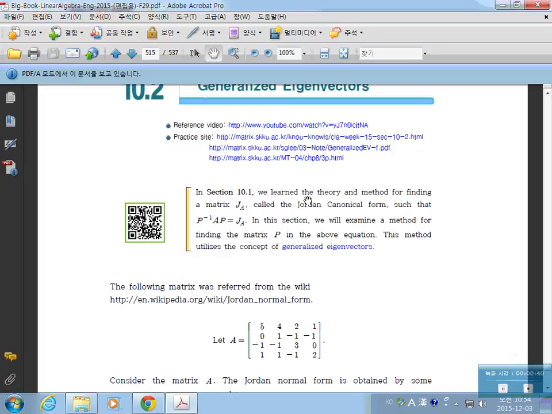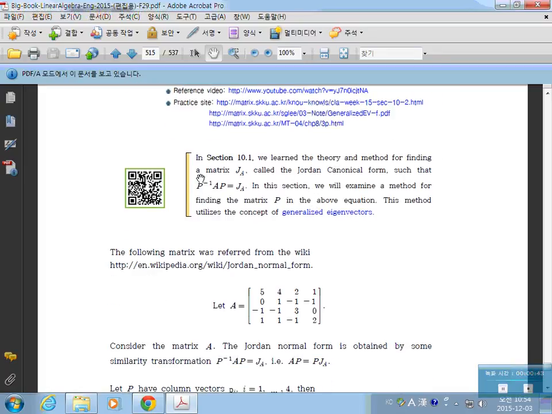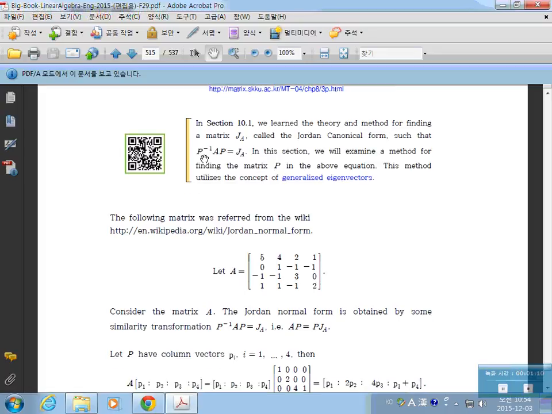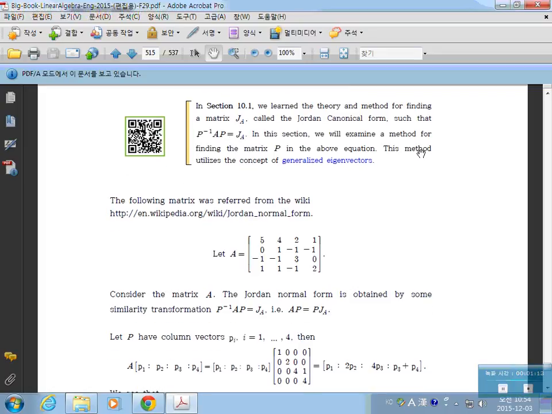In section 10.1, we learned the theory and the method for finding the Jordan canonical form JA, such that P inverse AP is equal to JA. In this section, we will examine a method for finding the matrix P, an invertible matrix P, or unitary matrix P, or real orthogonal matrix P. First, just the invertible matrix P in the above equation. This method utilizes the concept of generalized eigenvectors.